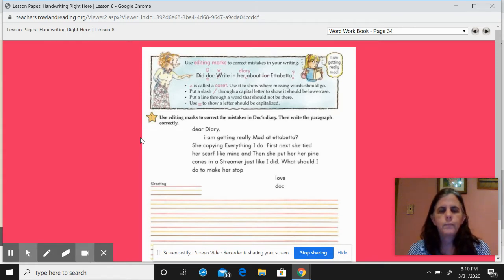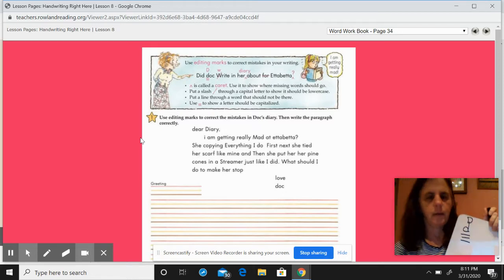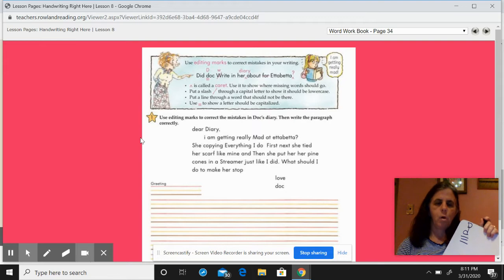So let's look. The first mistake that we see is in the name Doc. As you know, Doc is a name and should have a capital letter there. But in this case, Doc is lowercase. So we've used this editing mark. It's 3 lines under the lowercase d, and you're going to correct it by putting a capital D above that lowercase d. So we have used this, and you are familiar with that editing mark.